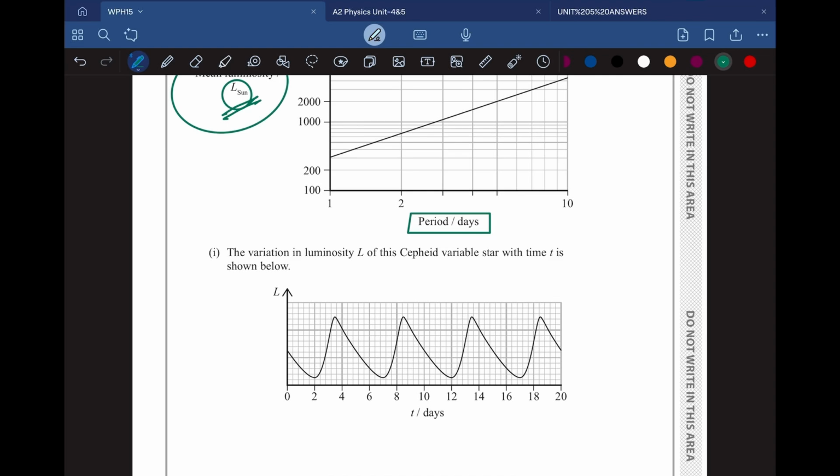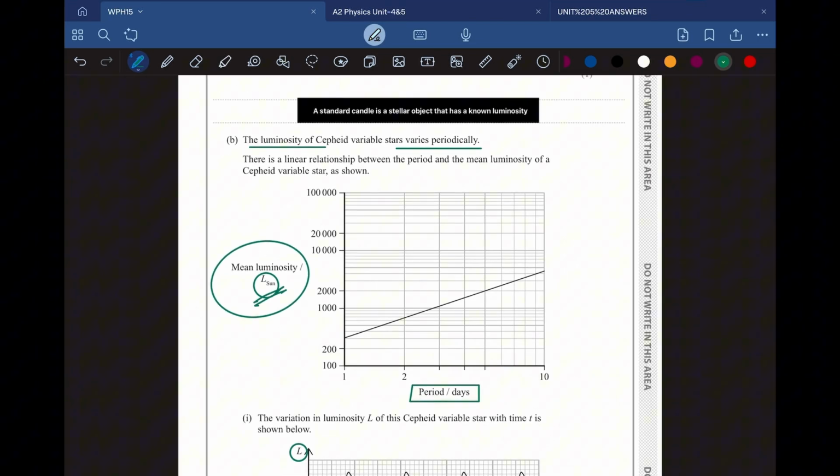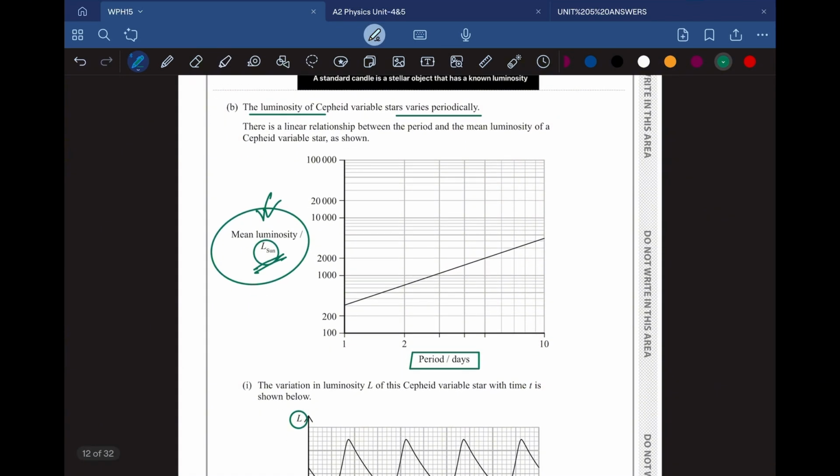Now it has given the variation in luminosity L of this Cepheid variable star with time, as shown. So how the luminosity varies according to time, they have given us that. Now it says show that the mean luminosity of this Cepheid variable star is this much. So they're asking about the mean luminosity of this Cepheid variable star. So basically we'll have to figure out this mean luminosity from the graph, right?